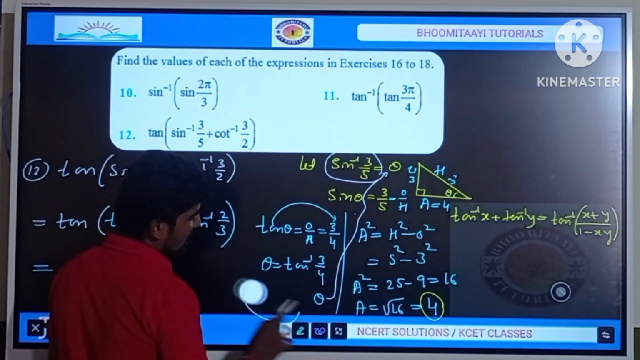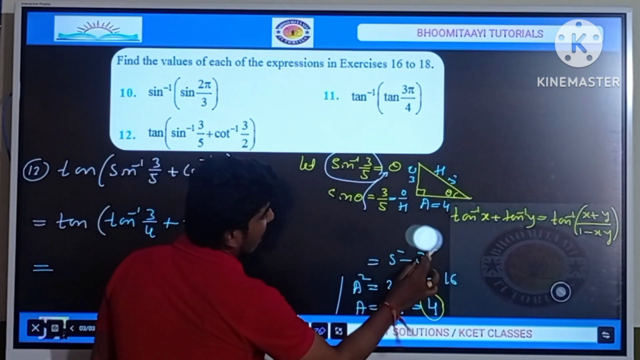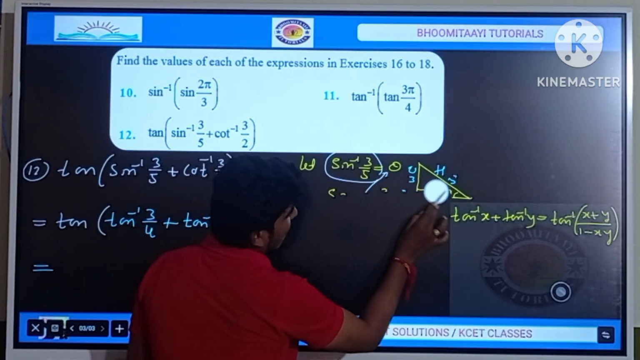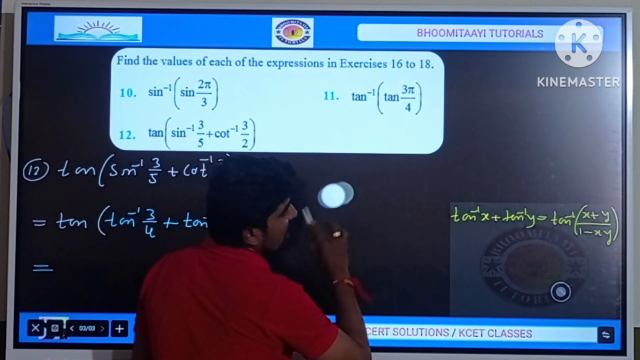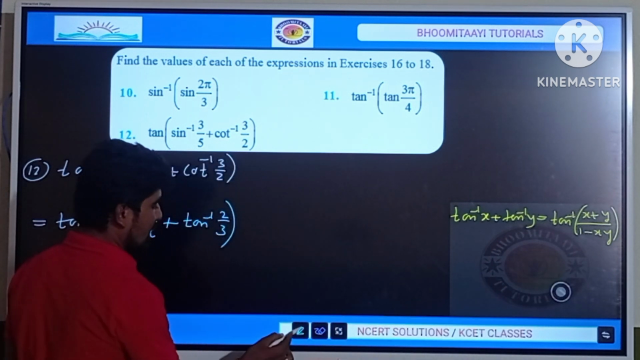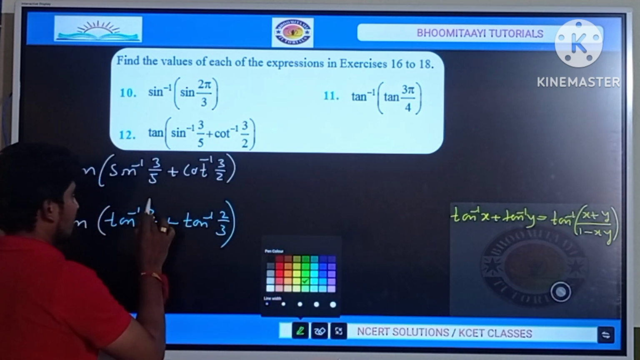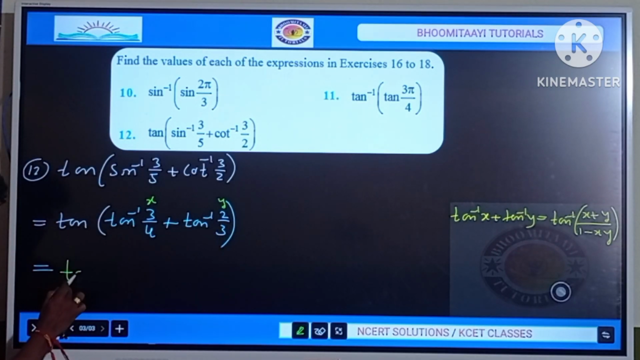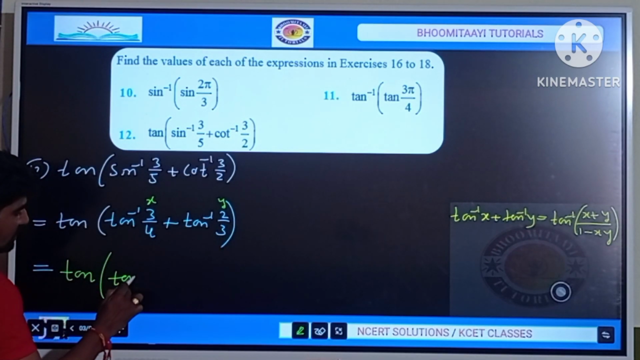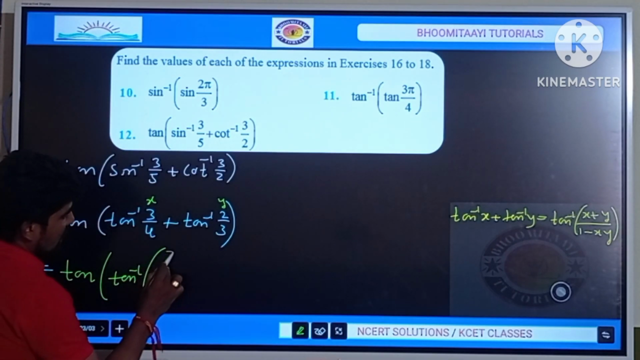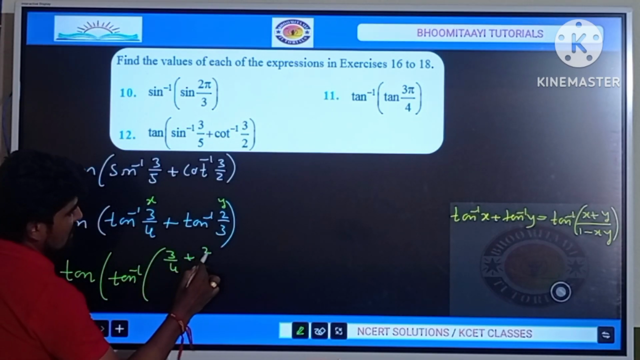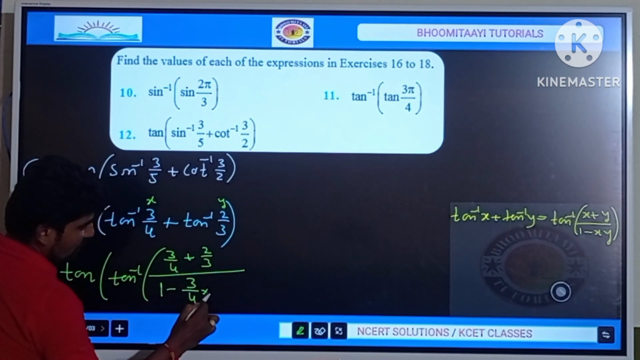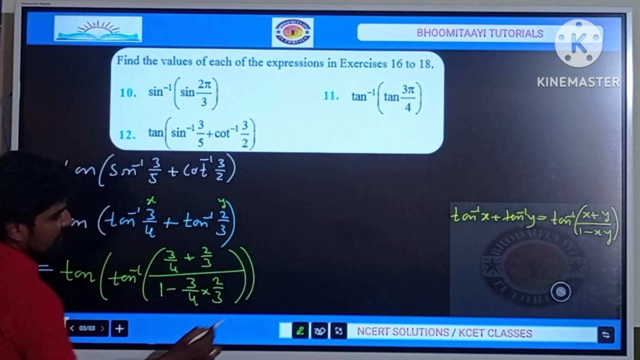by using the formula. Which formula? Tan inverse x plus tan inverse y is equal to tan inverse of x plus y divided by 1 minus xy. So here the value of x is 3 by 4 and the value of y is 2 by 3, which is equal to tan inverse of x plus y, 3 by 4 plus 2 by 3, divided by 1 minus xy, 3 by 4 into 2 by 3.